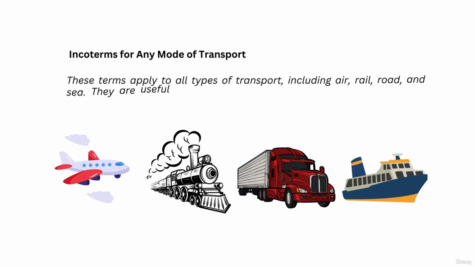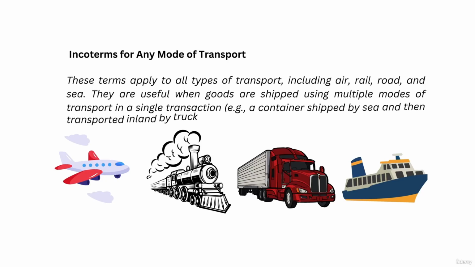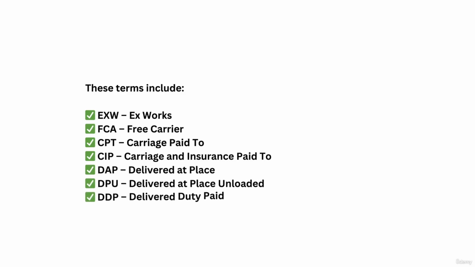First, we have the Incoterms that apply to any mode of transport. These are especially useful when goods are shipped using multiple modes, such as road, rail, air, and sea, during a single transaction. These terms include EXW, Ex Works; FCA, Free Carrier; CPT, Carriage Paid To; CIP, Carriage and Insurance Paid To; DAP, Delivered at Place; DPU, Delivered at Place Unloaded; and DDP, Delivered Duty Paid.